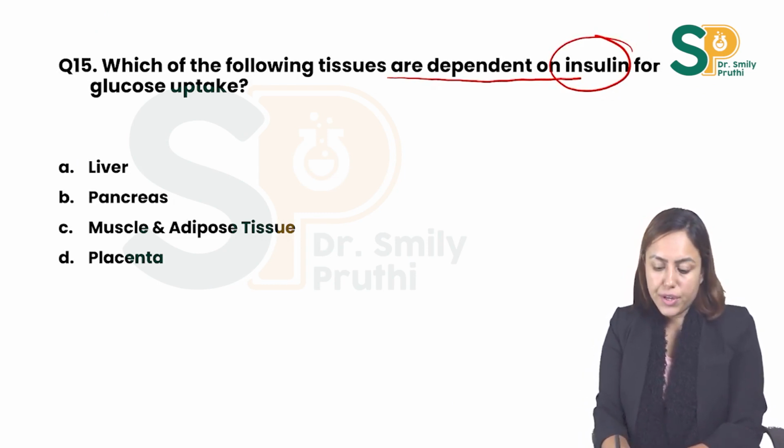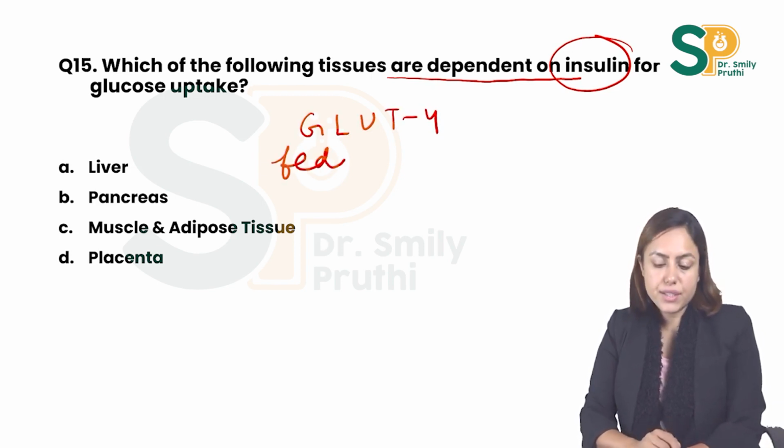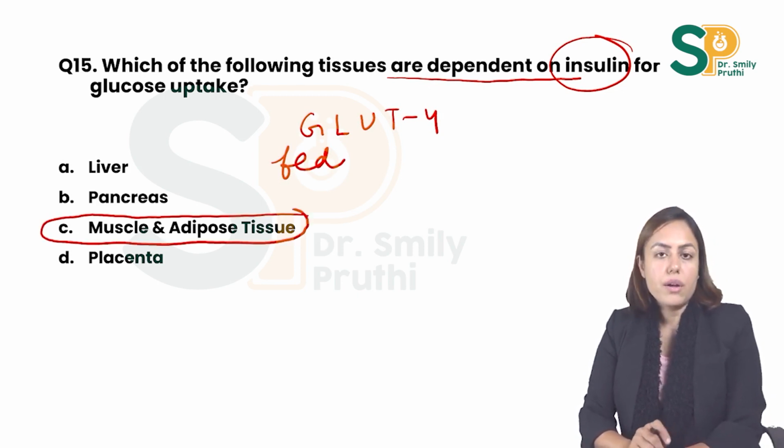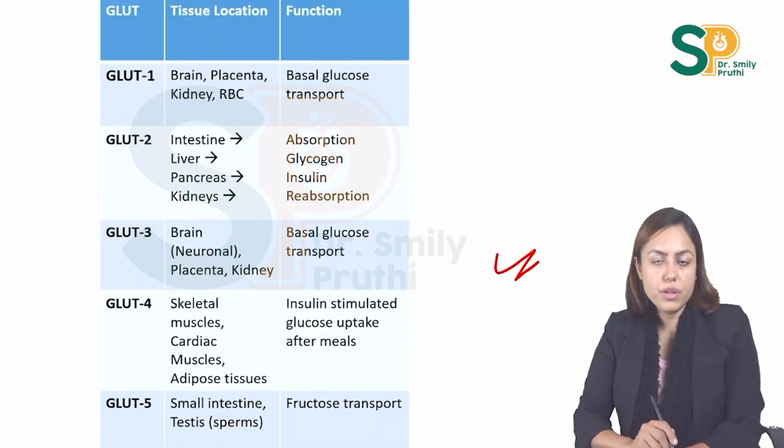So we have already done this, that GLUT4 is dependent on insulin, and this all is happening in fed state, and the peripheral tissues, muscles and adipose tissue are taking up glucose through GLUT4 in the presence of insulin, right? So this we learned from this table of GLUTs, which we did in our separate video on GLUTs, right?